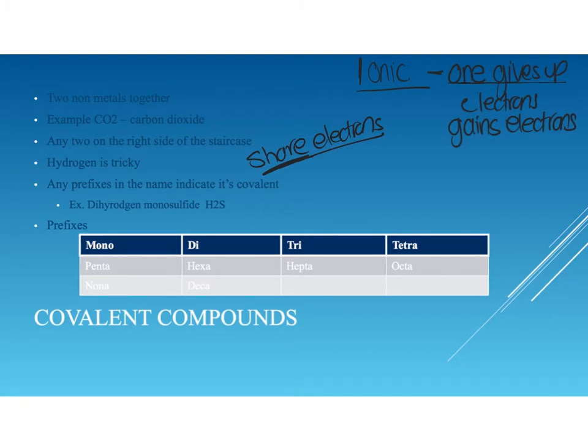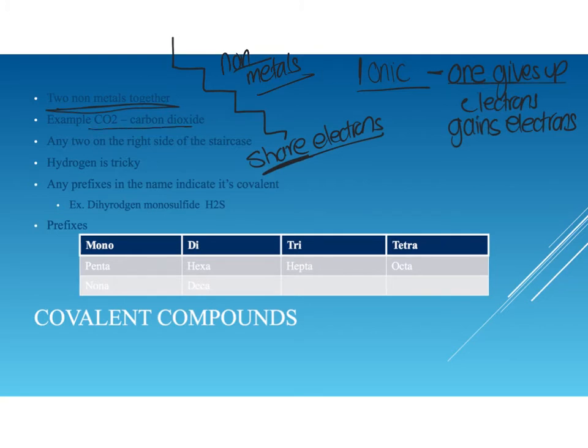The other thing about covalent is that it's always going to be 2 non-metals together. So unlike ionic, where we had to look for something from one side of the staircase and one on the other side of the staircase, in covalent, they're always going to be over here on this right side of the staircase. So it's going to be 2 non-metals.